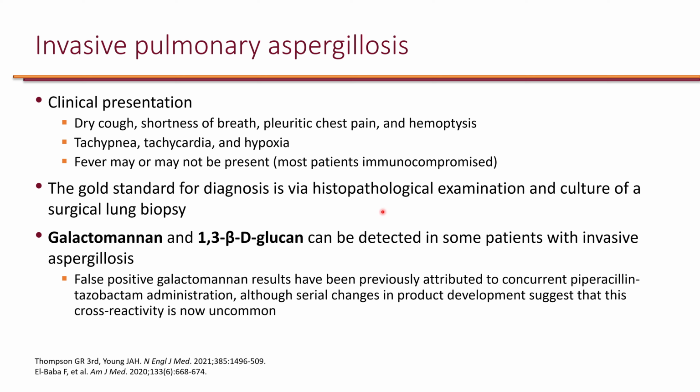Now, the gold standard for diagnosis is histopathology, examination, and culture of a surgical lung biopsy. Now, we do have a couple of assays, galactomannan and β-D-glucan, that can be detected in some patients with invasive aspergillosis. However, they're not very specific. So they could be positive due to other fungal infections, but this is something that can be used, for example, to see if the patient is responding to antifungal therapy.